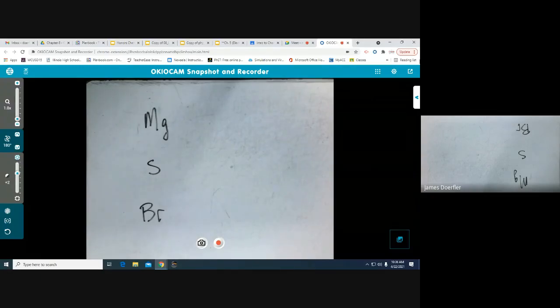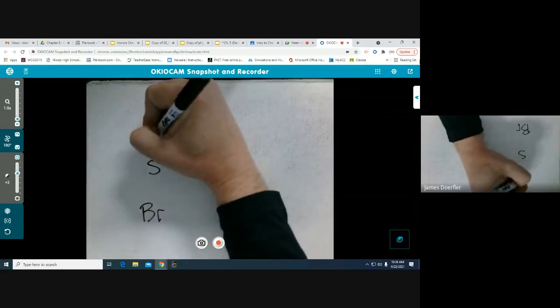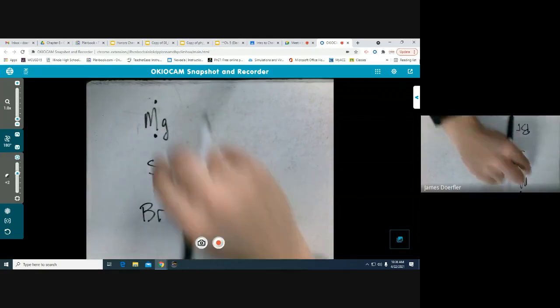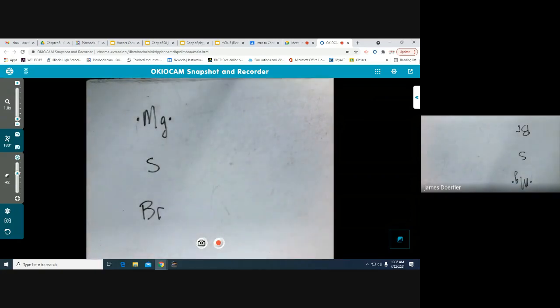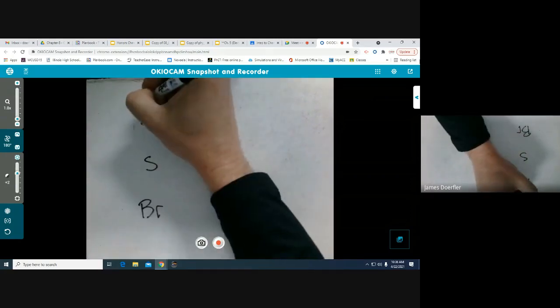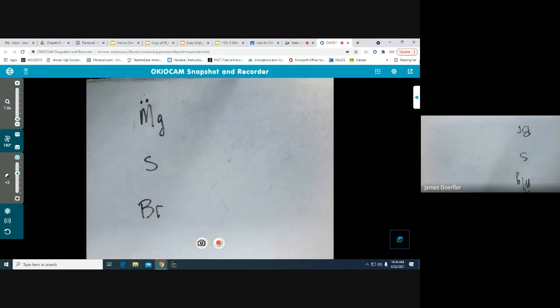Okay, so what column is magnesium in? Second. So how many valence electrons does it have? 2. So again, you could do this any way. You could do it like that. You could do it like that. You could even do it like that. It really doesn't matter. Even though the rule said you want to try to at least get one on each side, it doesn't matter. As long as you have the correct number of dots to represent the valence electrons, that is fine by me.